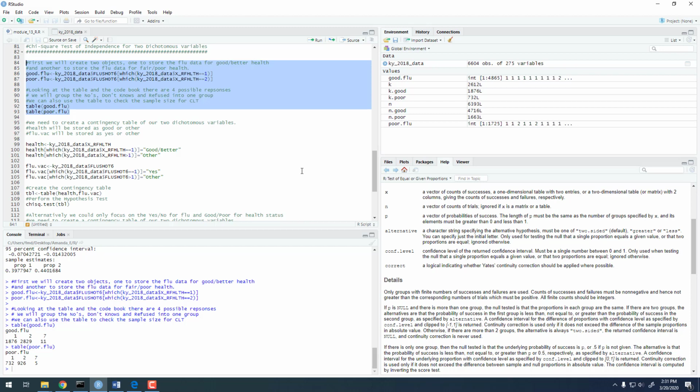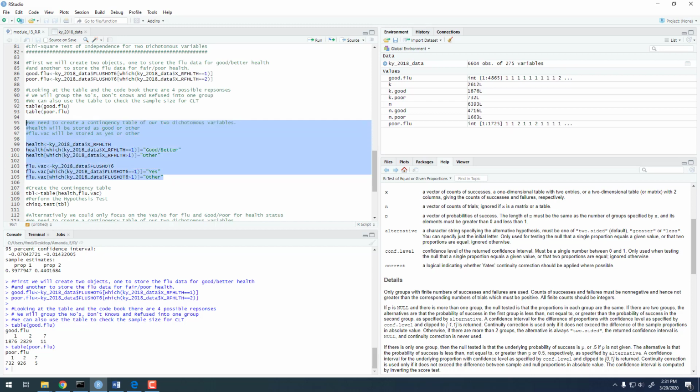And then for my flu status, my flu vaccine status, I'm either going to have yes, you received the shot, or you're in the other category, where the other category, again, is either you didn't receive the shot, or the vaccine, I should say, you don't know if you did, or you refuse to answer. And so that's what this chunk of code right here is doing.